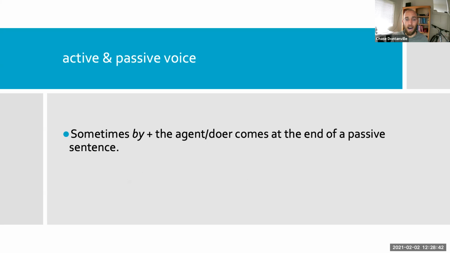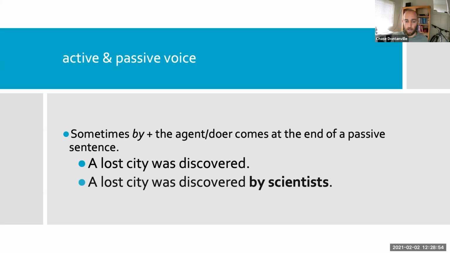Sometimes we use by plus the agent or the doer at the end of a passive sentence. So a lost city was discovered. Okay, good sentence. A lost city was discovered by scientists. So we can add by plus the person who does the action.